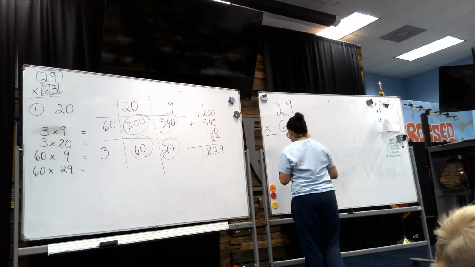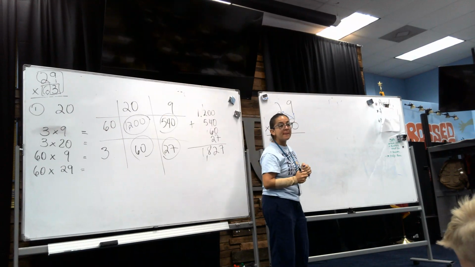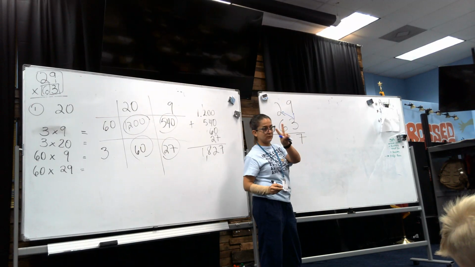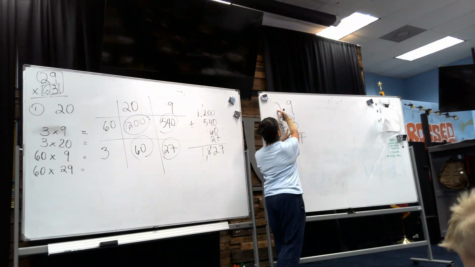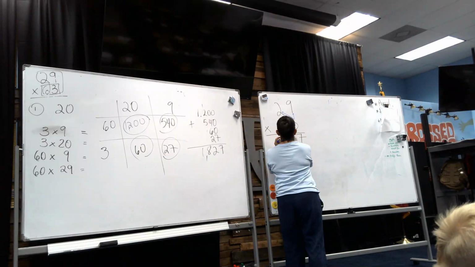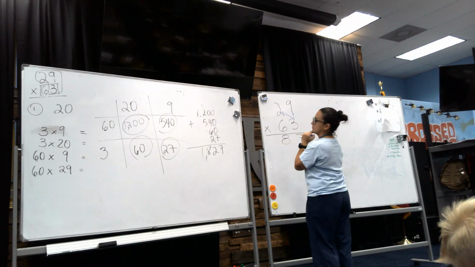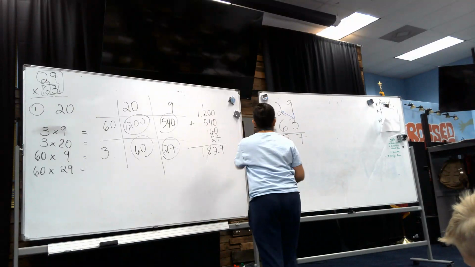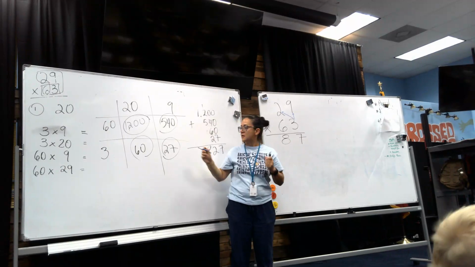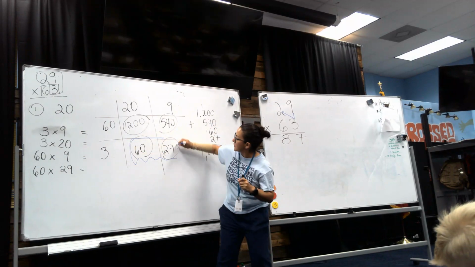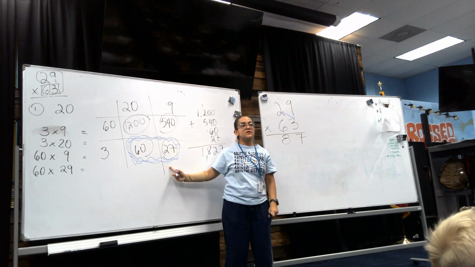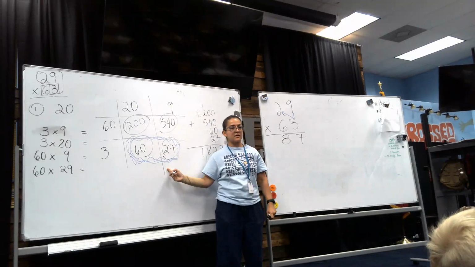All right? So 3 times 9? 27. 27. And I'm carrying 2. 3 times 2? 6. And 2? 8. Do you see what I used it here? 87. It's right there. You see that? That's the 87.